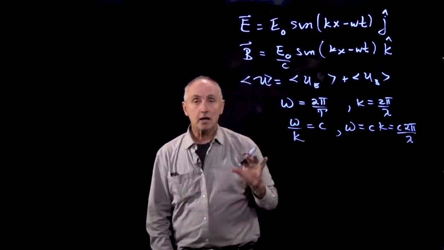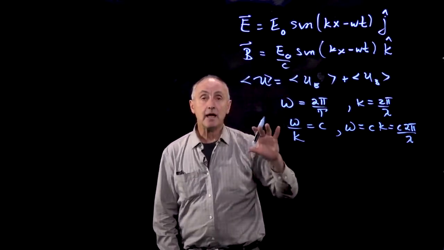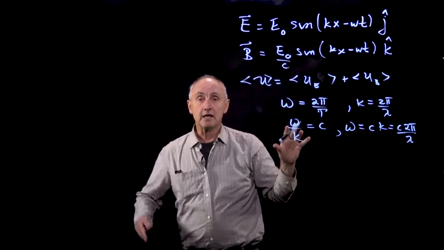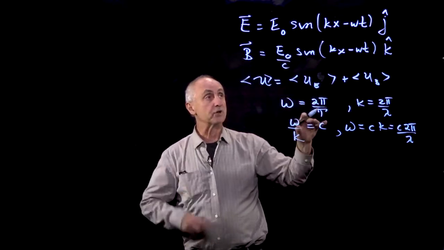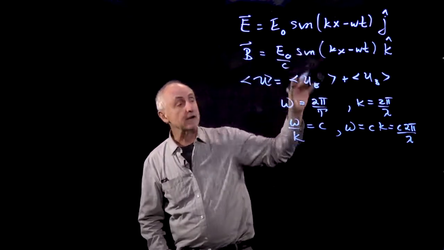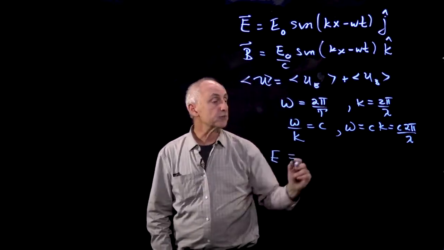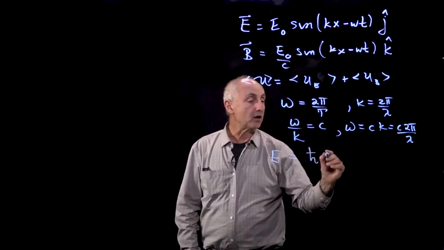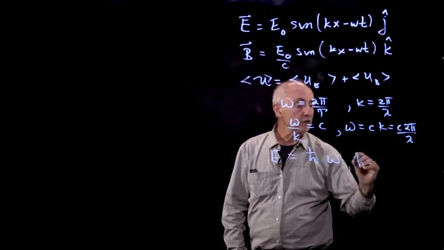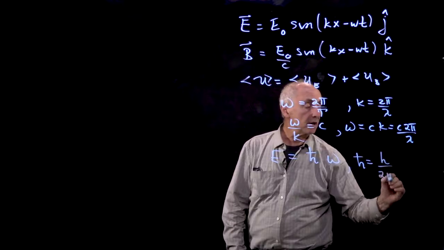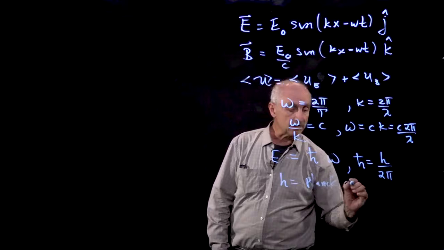Now, Planck made a hypothesis that an electromagnetic wave can be described in terms of photons. And his hypothesis was that this is a quantum of the electromagnetic field where the energy is related to the angular frequency by a constant, h bar times omega. And h bar was equal to the Planck constant divided by 2 pi, where h is the Planck constant.